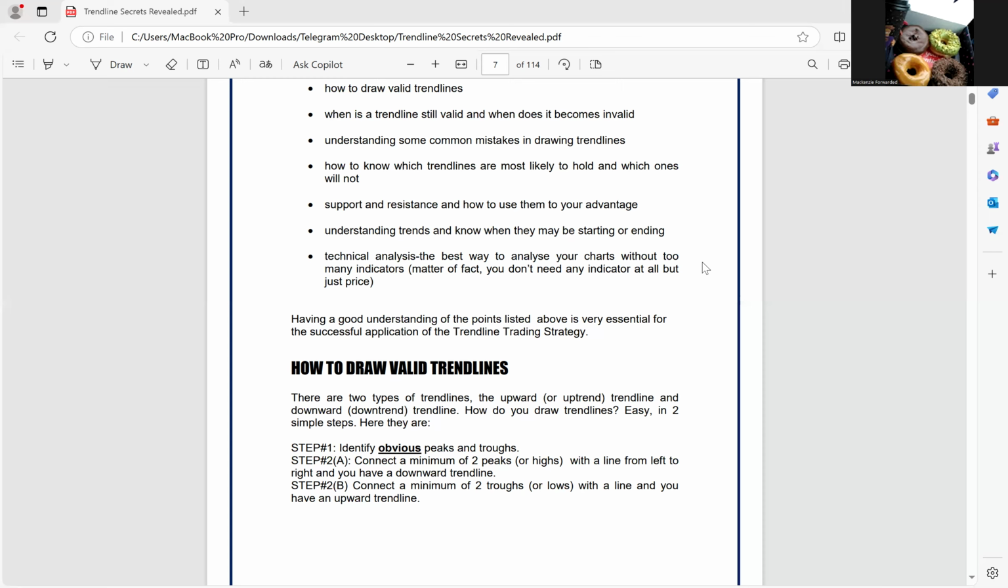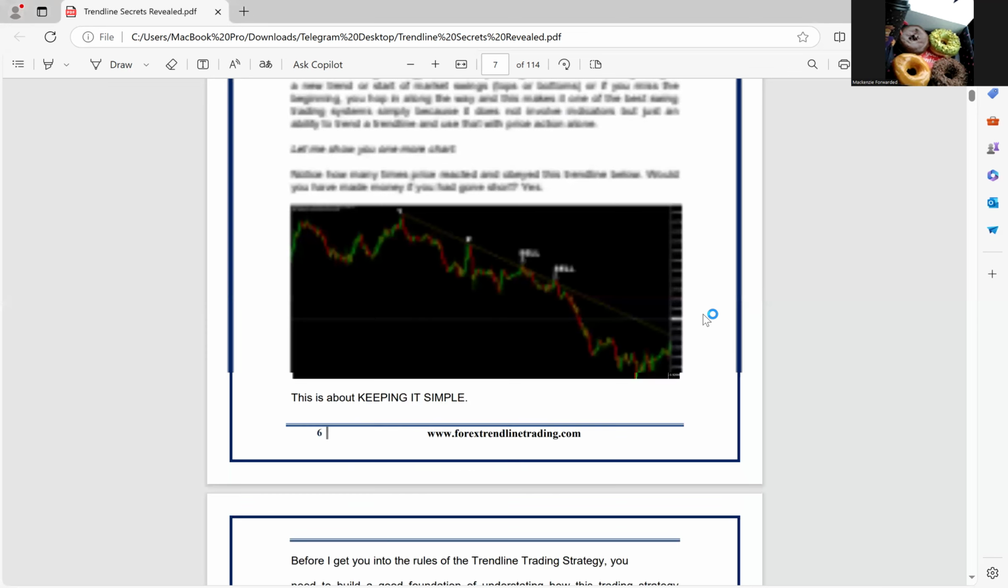Draw a valid trend line. Yeah, how to draw a valid trend line. And we are going through this trend line trading strategy book. So yeah, let's move forward. I believe you guys have gone over the video and practiced by yourself on how to draw a valid trend line. So now let's get back here.